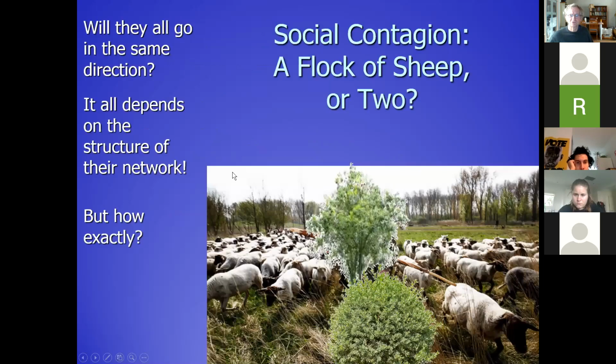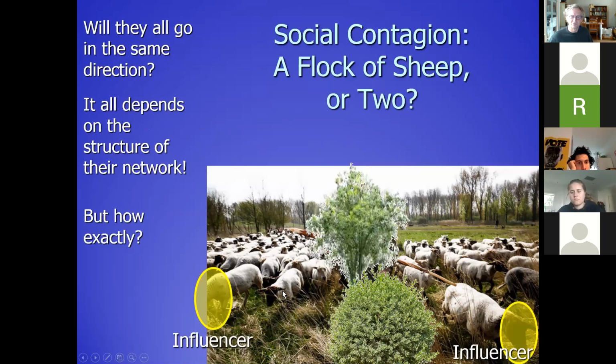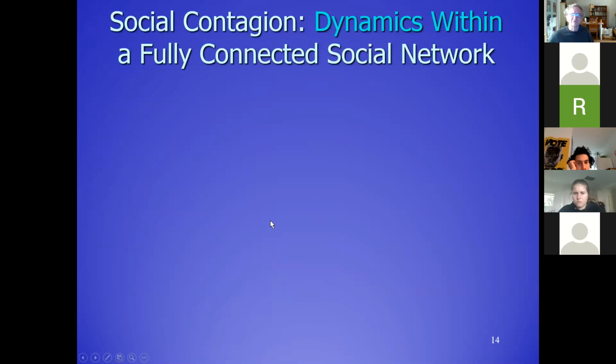So this is also one of the examples that you have seen earlier, but now we consider them from the analysis perspective. Whether this is a flock of sheep 1 or 2 depends on the structure of the network. And maybe in this case, the structure should suggest that it's not 1, and it will just go to different directions. So we will have some background now to explain why that is the case.